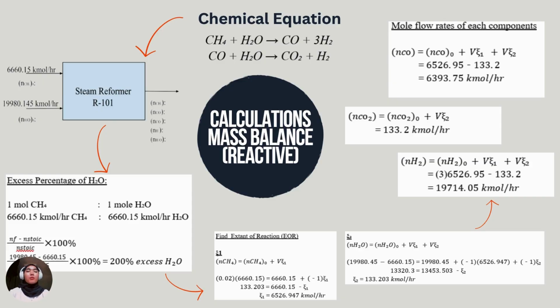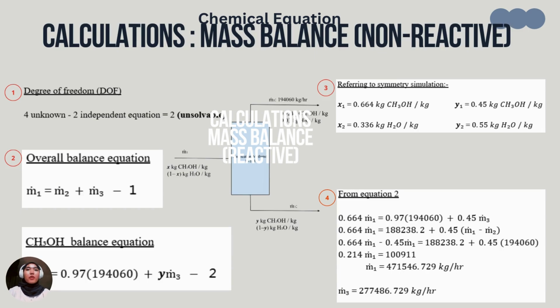So thank you, Najmuddin. Now we proceed with the presentation on the mass balance calculation of the reactive components. We choose the steam reformer, so we need to find the extent of the reaction. With the extent of the reaction, we can calculate the mole flow rate of each component. For the mass balance of non-reactive components, we need to know the overall balance equation and also the methanol balance equations. With these equations, we can find the mass flow rate for the inlets and the outlets.